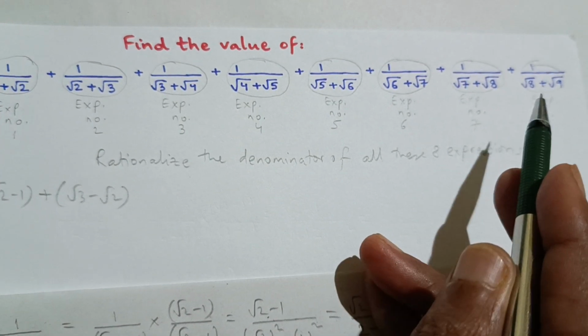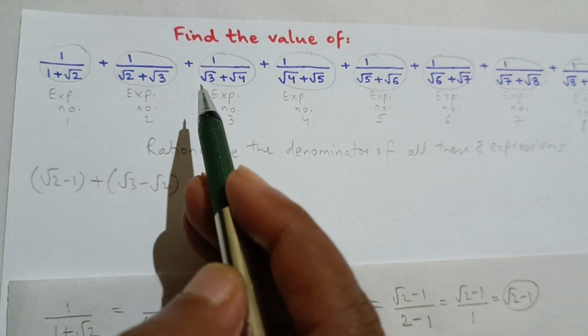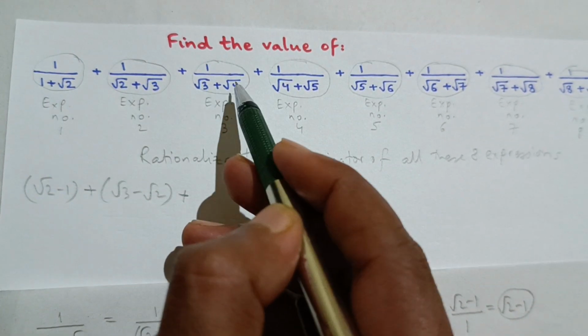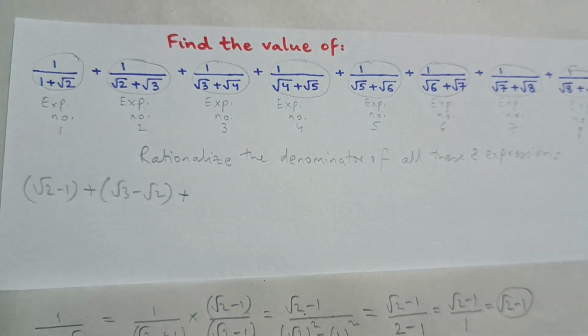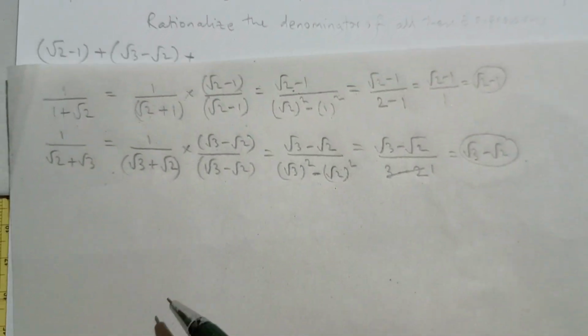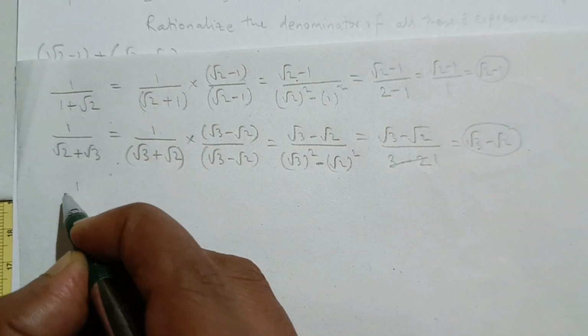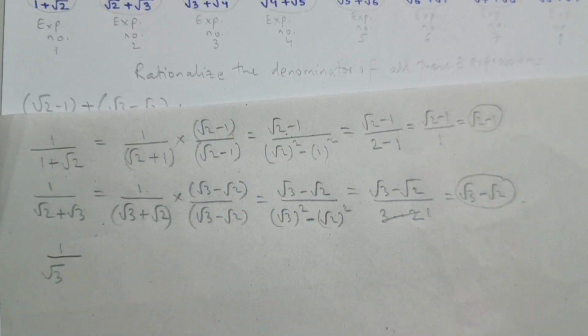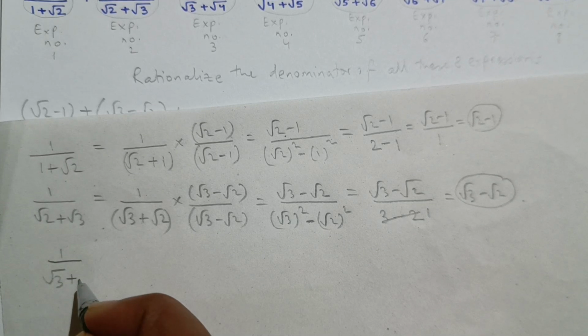And now let us do this. I think you are seeing the pattern over here. Now let us do the remaining ones a bit faster. Now we are going to rationalize the denominator of the third expression. So 1 upon square root of 3 plus square root of 4.